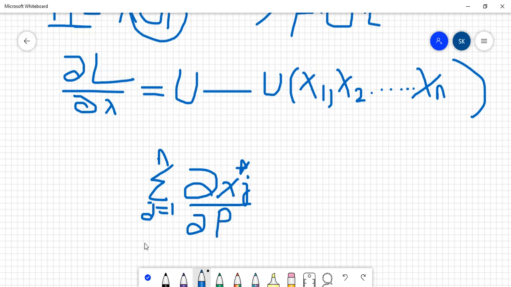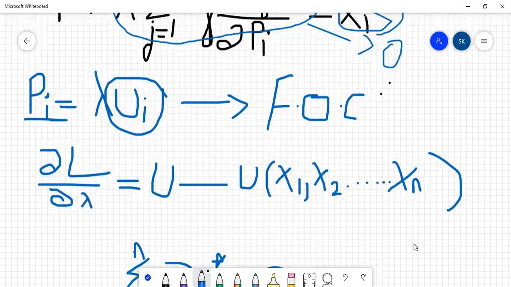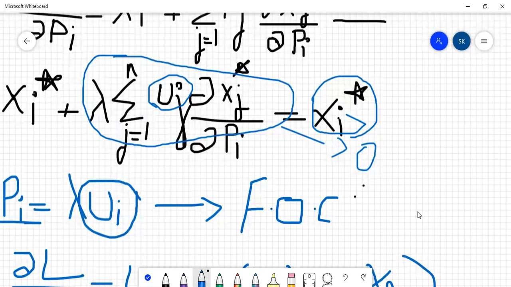So therefore, summation j = 1 to n of x_j star divided by, with reference to, pi star, it is equal to 0, because differentiating the function with reference to the constraint will yield the value equal to 0. Therefore, the partial derivative of the expenditure function with reference to the ith price is the compensated demand for the ith good.